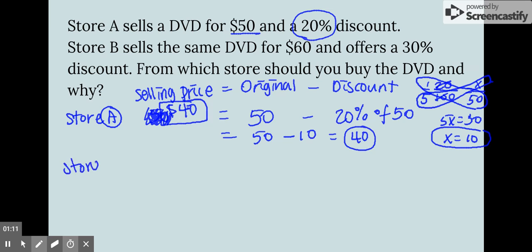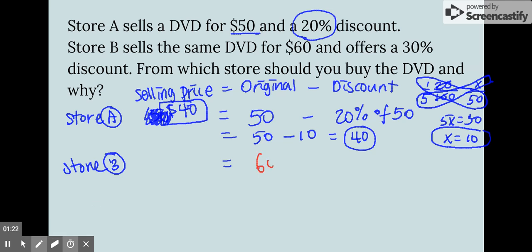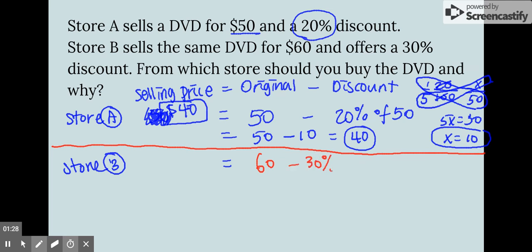What about store B? So the selling price is original, which is 60. Let me change the color. Okay, so $60 for B, right? For B, it's $60 and 30% off. I know $60 is a little bit expensive, $10 more than store A, but it's more discount. So let's see, 30% of 60.